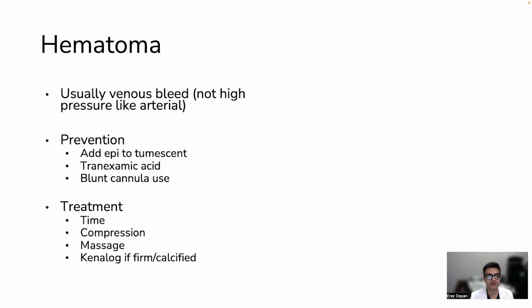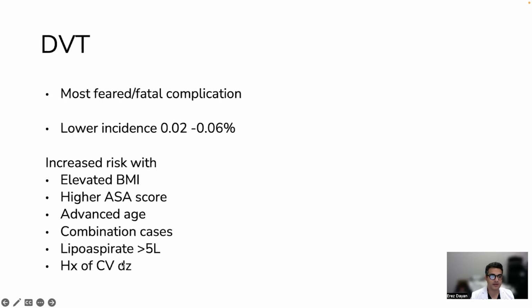Hematomas are usually venous. They're usually not arterial. You know, using blunt cannulas, using tranexamic acid to stabilize clot, of course, adding epinephrine to the tumescent mix. Usually, we don't do much about it. We'll just give it some time, compress it, massage it, and let it resolve on its own.